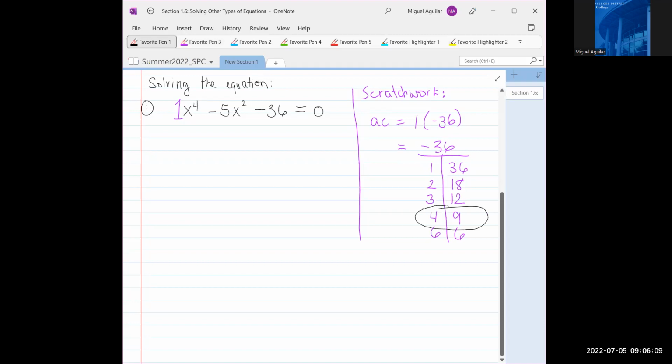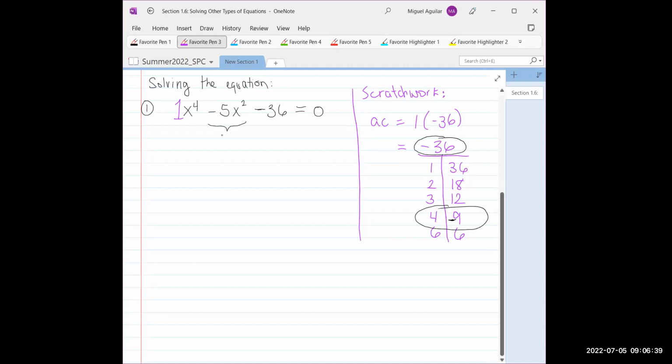Yeah, 4 and 9. So we can choose 4 and 9. Now, one of those has to be a negative, since this negative 36 is the number that we're dealing with, right? And we're only going to get those to multiply to be a negative if one of those numbers is a negative. So we have to make the 9 the negative because it's the larger of the two. And if we had 4 plus negative 9, we would get that negative 5 that we want here in the middle. Does that make sense?